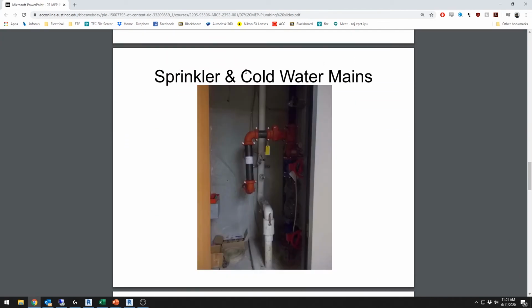Next, we have the sprinkler and cold water mains. This is where the water utility comes in. The sprinkler is this red and black pipe. This will feed the sprinkler system, part of the fire alarm system. And then you have your cold water mains, which is where the water comes in from the city, usable water for toilets and showers and whatnot. That's this white pipe.